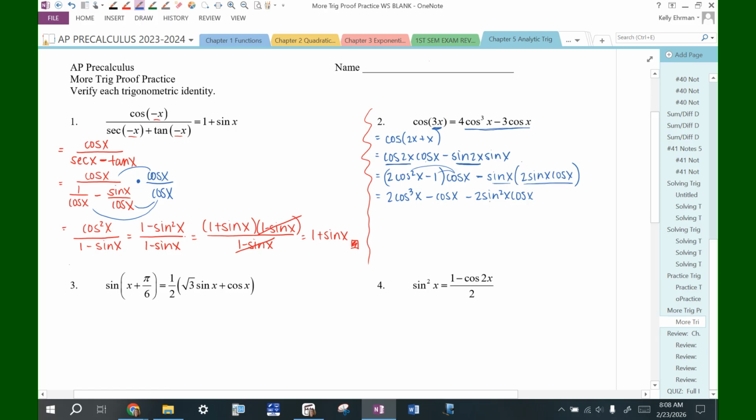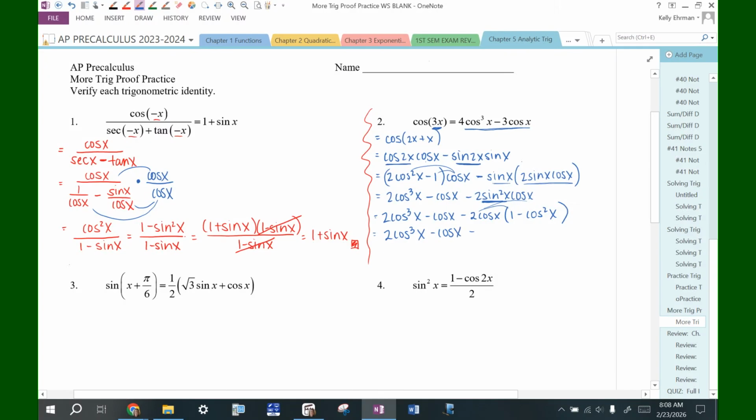And then again, I want to get rid of the sine squared because this only has cosines in it. So I'm going to use the Pythagorean identity on that. Just copy down these terms first. This minus 2 and cosine are going to get distributed through, so I'm going to write them together. And then sine squared is 1 minus cosine squared x. And again, we have to distribute. We should be almost there.